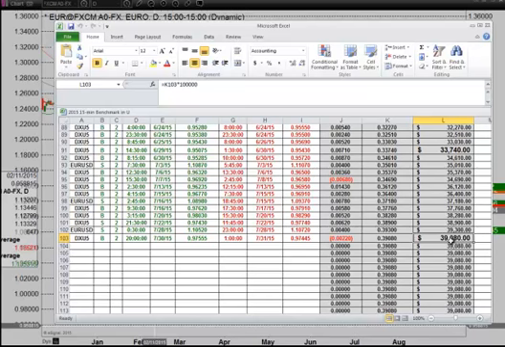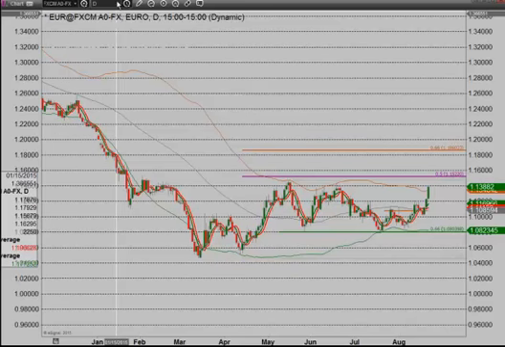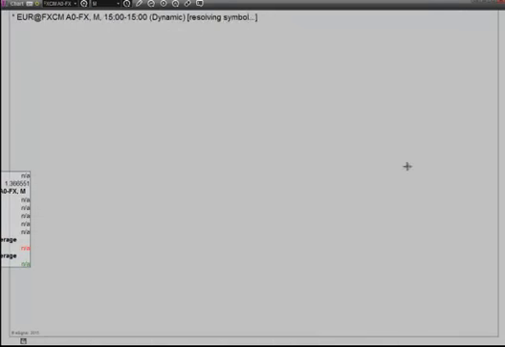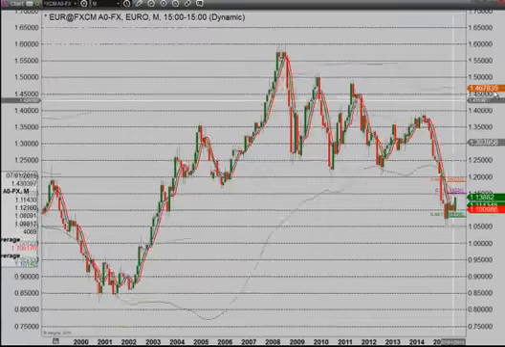Big picture in the euro, pan out to a monthly. And here's why I say it could go to 120 or certainly 118. It would be no big deal. Look at the size of that sell-off. So even a smaller retracement takes it to 120. To us, that's reasonable. So we'll have to see right now. But you're right at resistance.